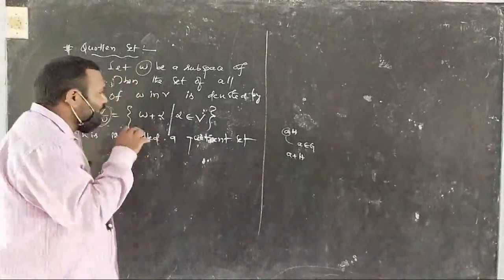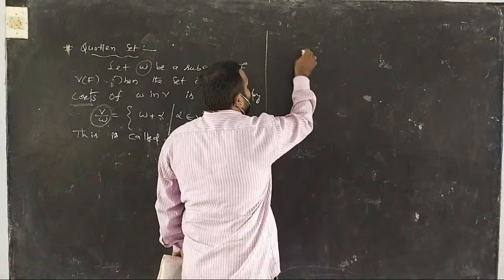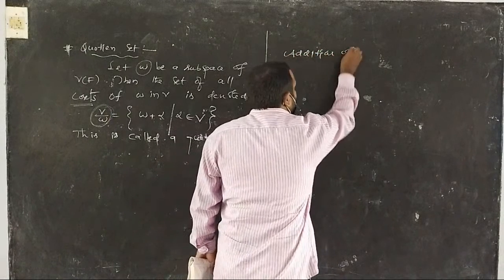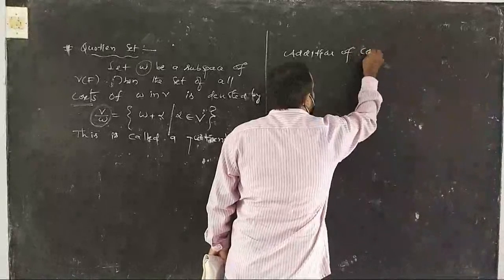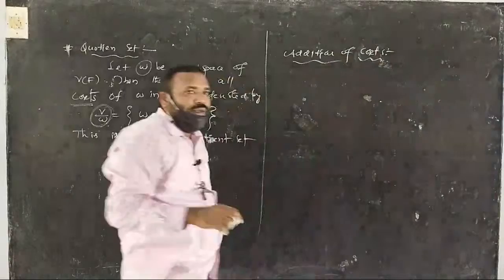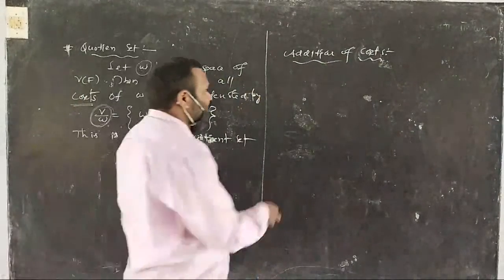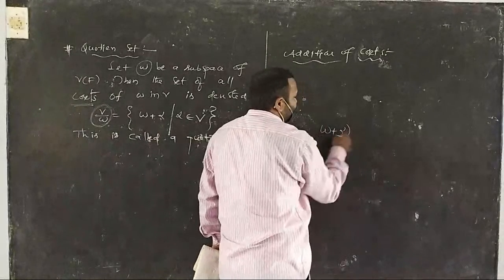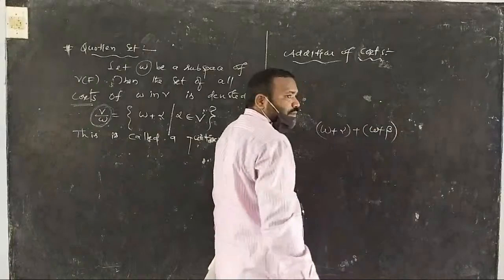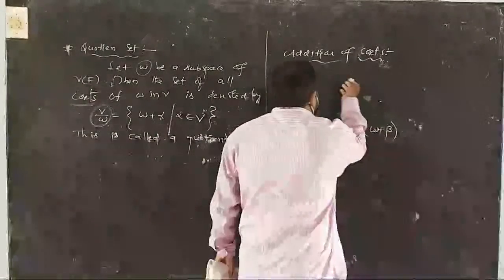So before that, you write one more definition. Addition of cosets. How cosets are added? If you take two cosets, W plus alpha, W plus beta. These are the two right cosets. How are these two cosets added? Write the definition.